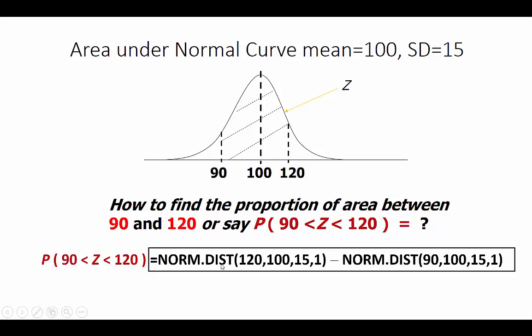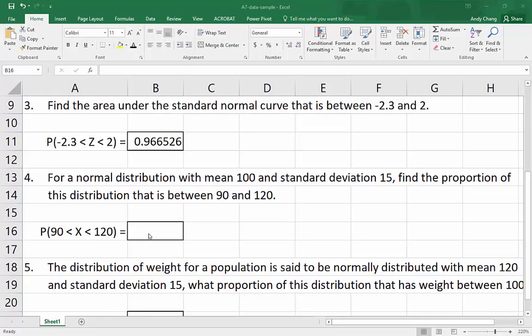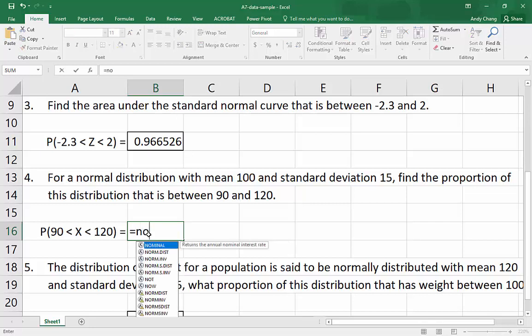So the difference between this and standard normal is that for the standard normal, you know the mean and standard deviation, so you don't have to specify them. But for any regular normal distribution, you will specify mean and standard deviation. So let's do this. So you have cumulative distribution 90 to 120. We find the cumulative distribution at 120 first. So that's equal NORM.DIST.